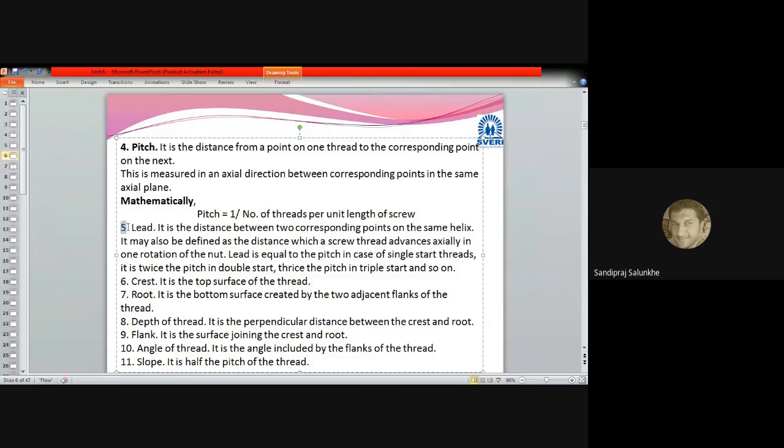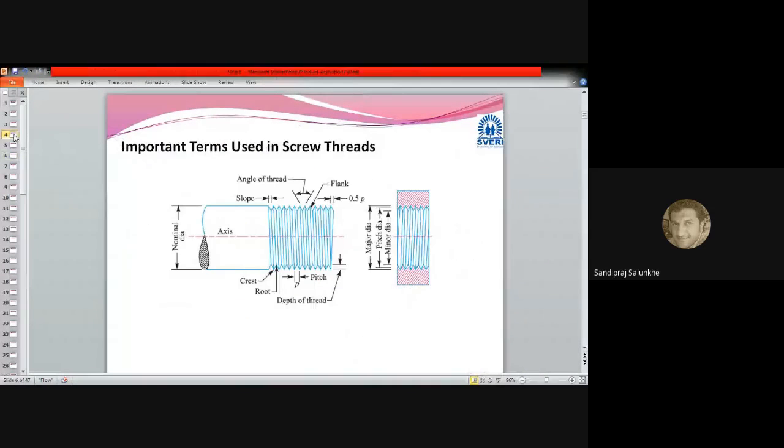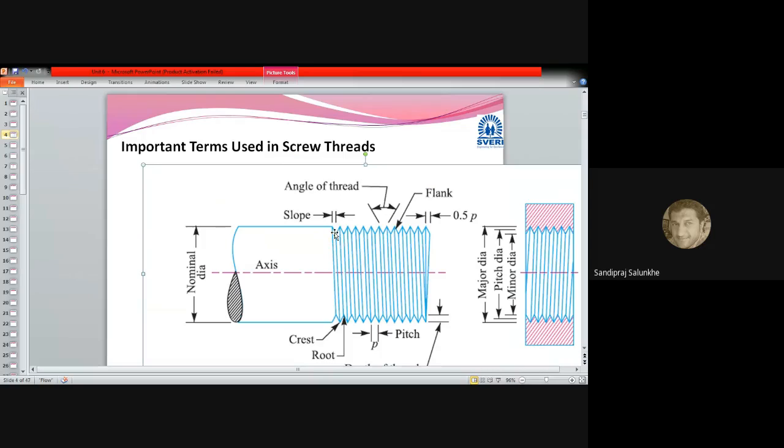Then lead, it is one more concept. It is the distance between two corresponding points on the same helix, that is called lead. If you look at the diagram and measure the distance between these points, I'll make this diagram bigger. On this crest, if you take this point, and similarly take the second point, this is called the lead.